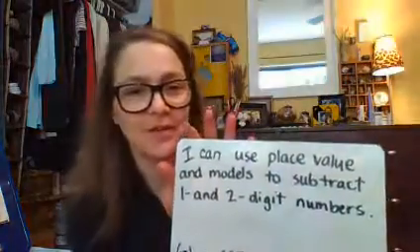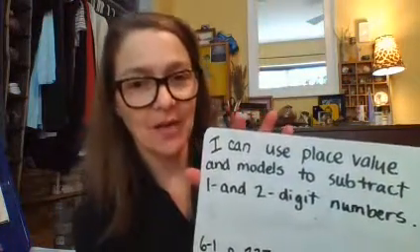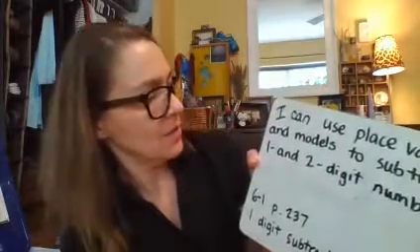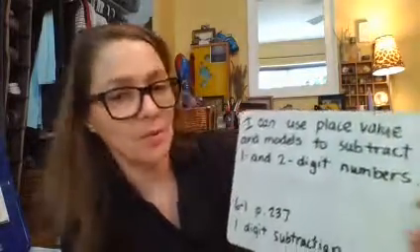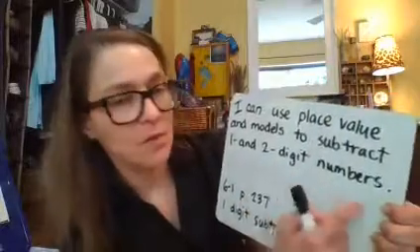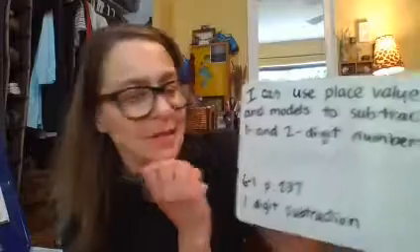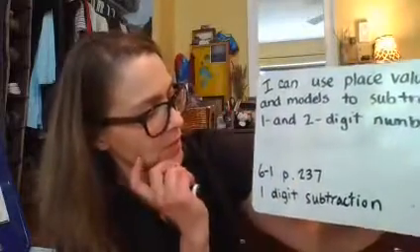So let's go ahead and read this. I can use place value and models. Models are the drawings to subtract 1 and 2-digit numbers. And tomorrow we're going to practice 2-digit numbers. Okay, so today you can work on the rest of unit 6-1, lesson 6-1.